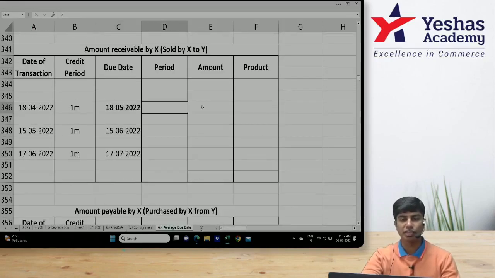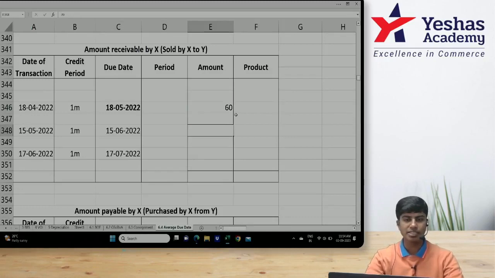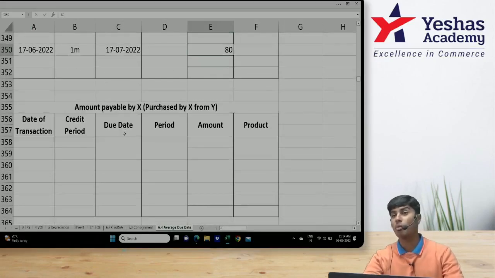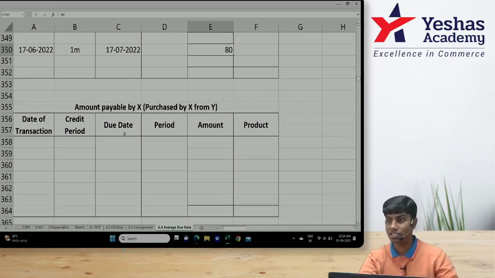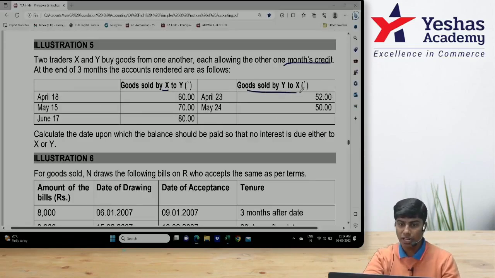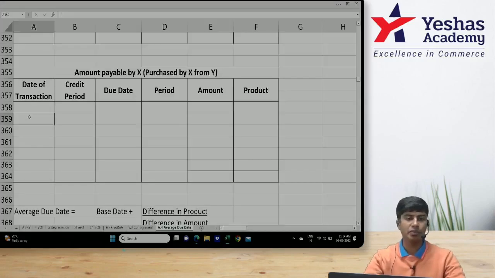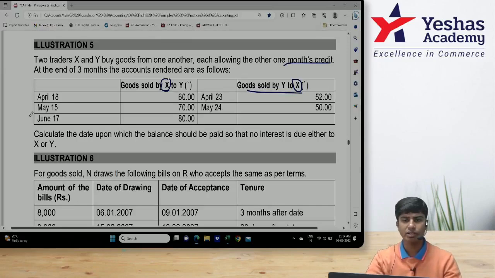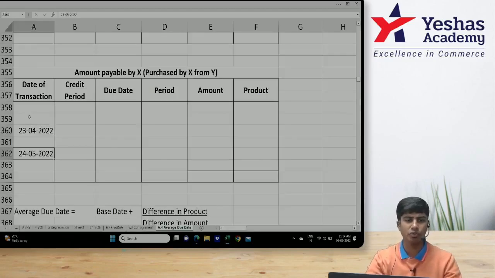We'll write that for the other one also and then see the period. Amounts are 60, 70 and 80. Do it for the other table because we need to take a common base date for both the tables. The earliest is what we'll take. What is the amount payable by X for the goods sold by Y to X? We'll see the entire thing from the perspective of X. Here it is sales to X, here it is purchase to X. The dates are April 23rd and May 24th.